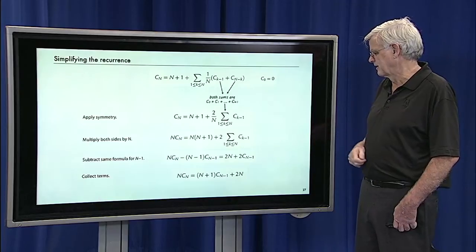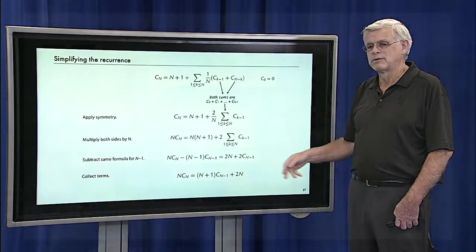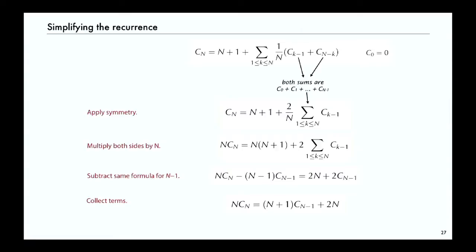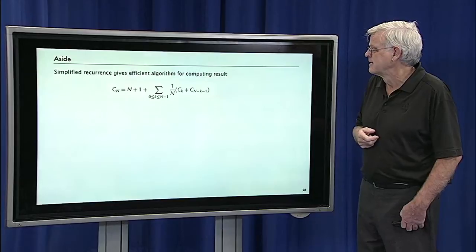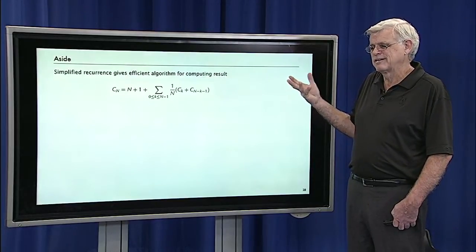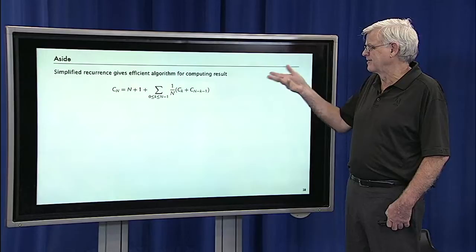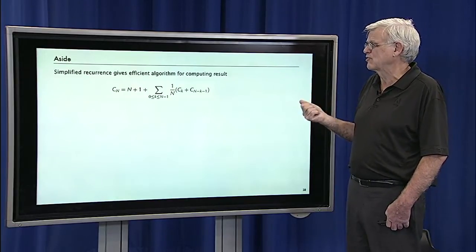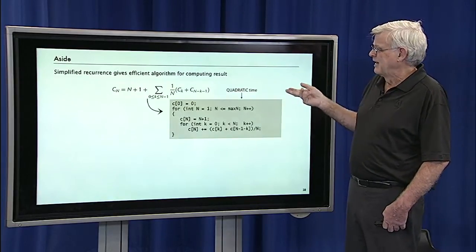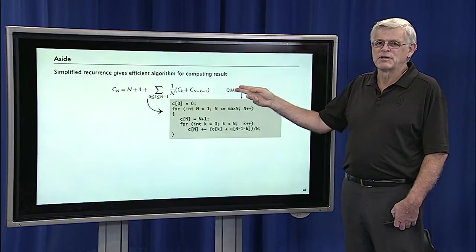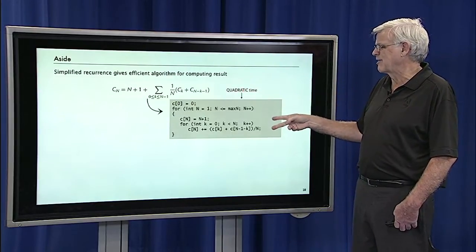And then just collecting terms, we have this very simple recurrence relation describing the number of compares taken by quicksort at the bottom. It's not a solution yet, but it's way simpler than what we started with, and certainly way simpler than scratching our head looking at the program trying to understand how many compares it takes. And so actually this is a pretty good milestone in the analysis of this algorithm because we've got now a pretty efficient algorithm for computing the result. If we try to compute the result from the original recurrence, it'd take quadratic time.